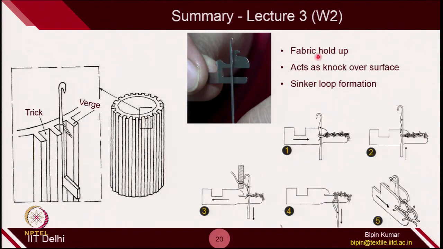The sinker helps in fabric hold up. Once the needle rises up, you can see here the fabric is held up. It also gives a knockover surface, because once it goes down, the old loop is released and that old loop is supported by this belly part. The sinker helps in knocking off the old loop. Also, once the needle moves sufficiently down, the sinker provides its belly to create the sinker loop. So that's why the sinker loop of a particular knitting loop is given its name, because of the sinker functioning.